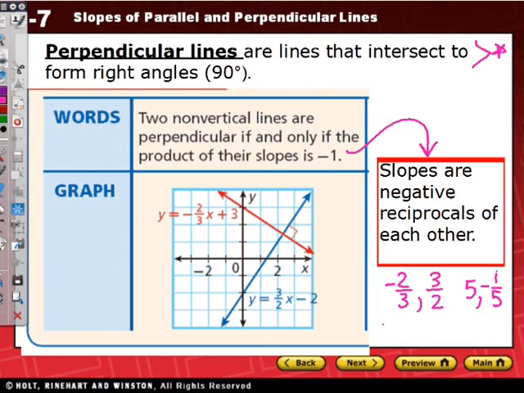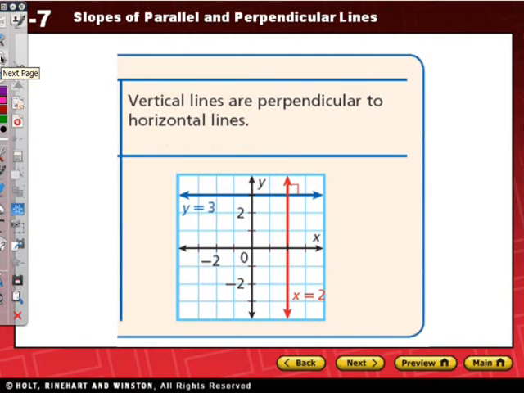The other thing I want you to put in the box: all vertical lines are perpendicular to all horizontal lines. Okay, that should be pretty intuitive. You can make a quick sketch of it and jot that down. We're going to follow kind of the same pattern here as we go through.